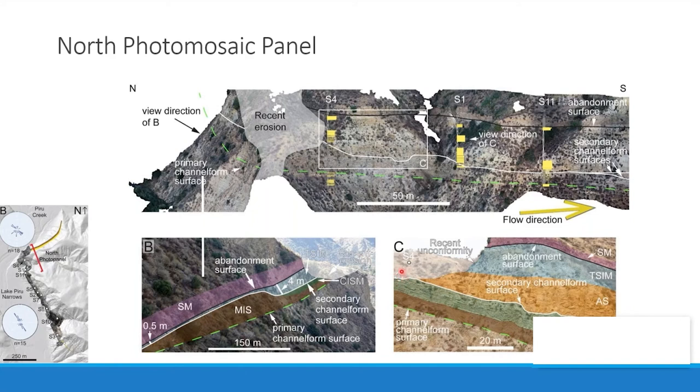This is a geologist for scale standing right on this recent unconformity. You can see that the secondary channel form surface separates these amalgamated sand packages from the underlying chaotic sand and mud packages. Although this unconformity cuts this out here, this orange unit is not present on the other side, so we know that it pinches out somewhere where this has been eroded.